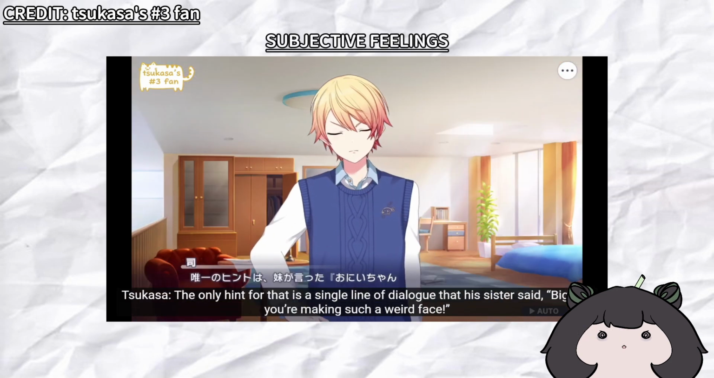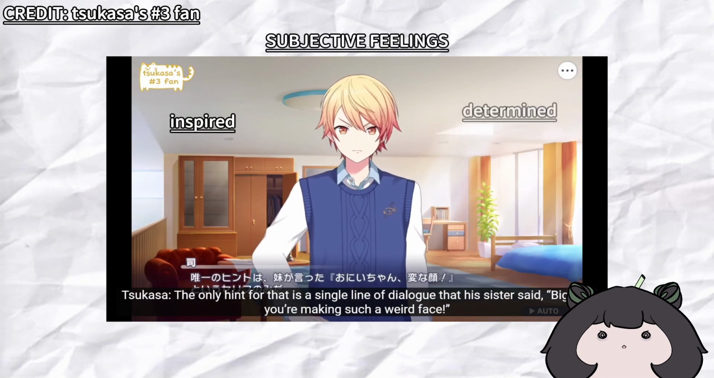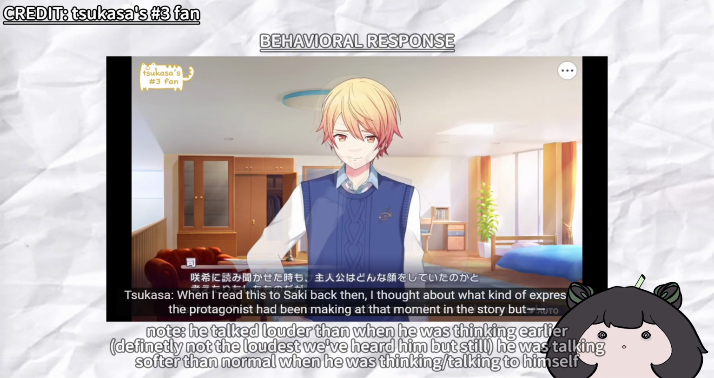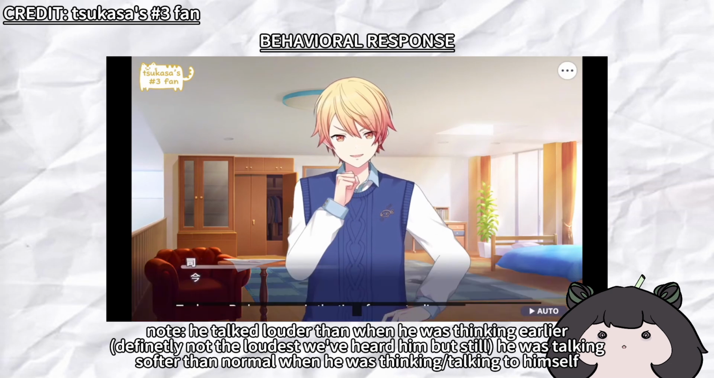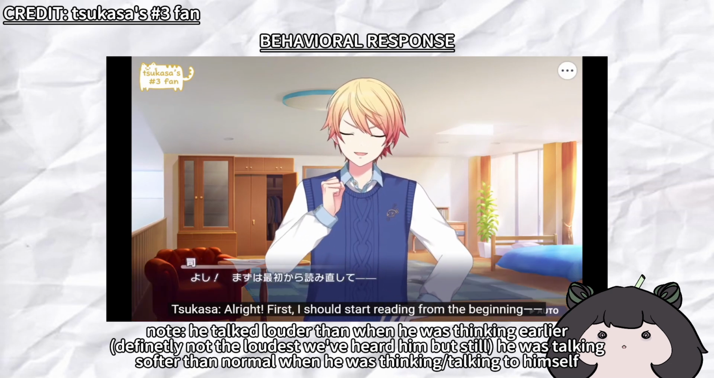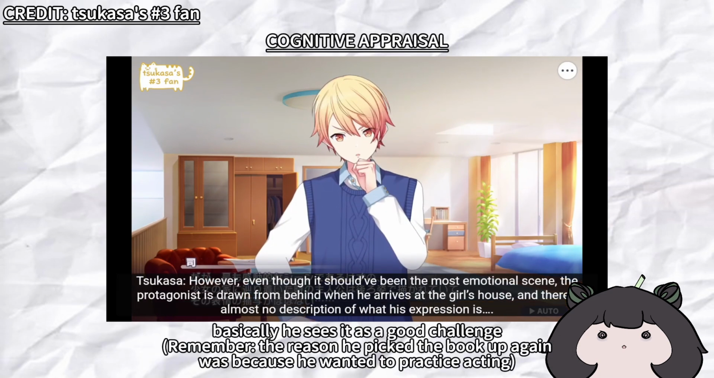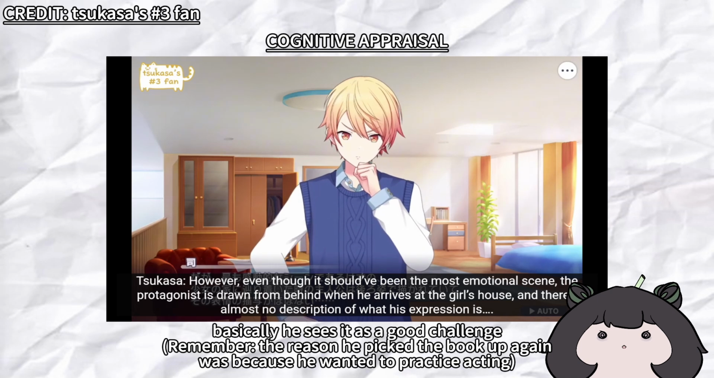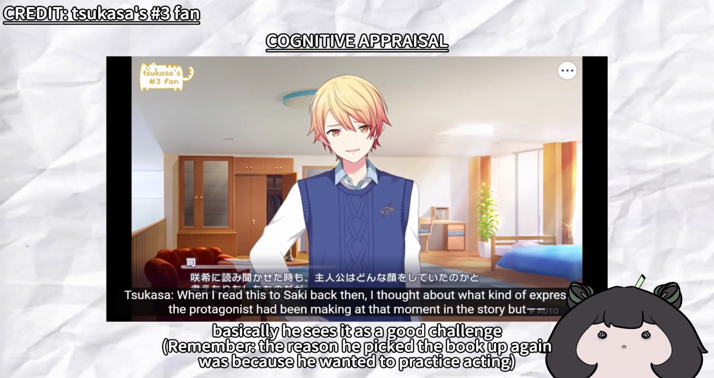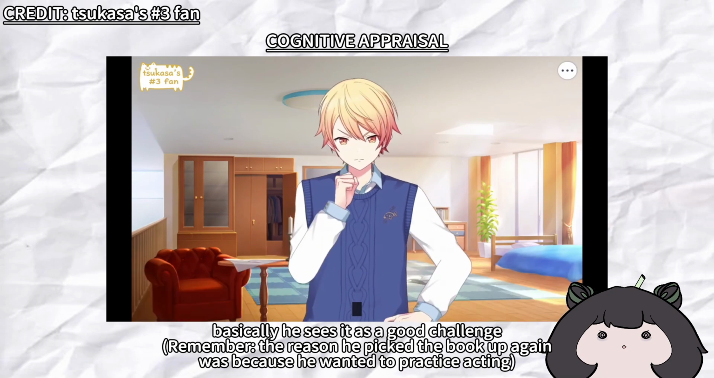Some of his subjective feelings were probably inspired, determined, maybe even curious because he was curious about the ending. A behavioral response is he was talking loudly all of a sudden. He smiled and he makes his usual Tsukasa poses. A cognitive appraisal that he has seems to be that he wants to figure out the ending of this book. So maybe something along the lines of, I can do this, or I want to learn. He sees it as a good challenge for him.